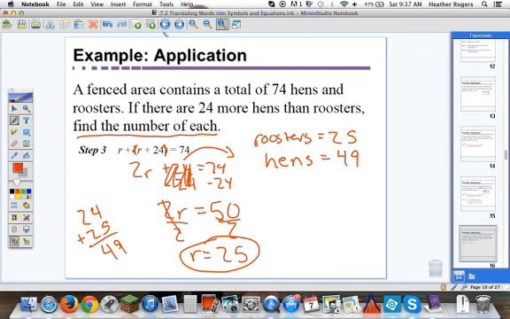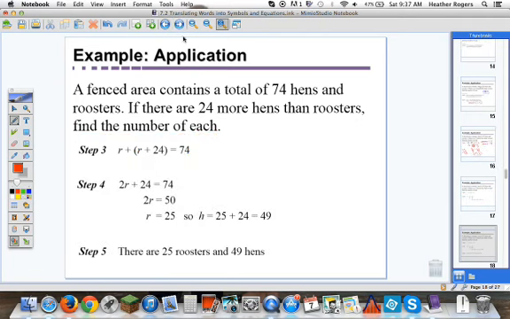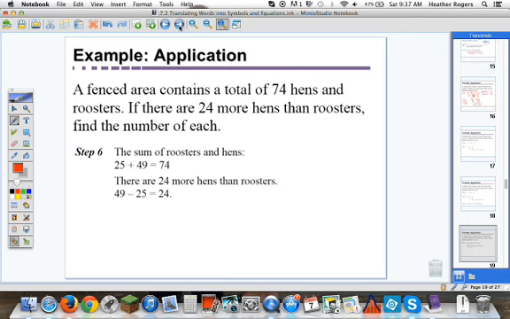Okay, so there's the part where you got to make sure that you go to step 5 and answer the question. Don't just solve the equation. And then step 6 says go ahead and check. Is the sum of the roosters and hens equal to 74? Well, I have 25 roosters, 49 hens. That's 74, so we're good there. And are there 24 more hens than roosters? Well, I have 25 roosters, 49 hens, that's 24 more, so we're good there too. Okay? So we know we got the problem right.